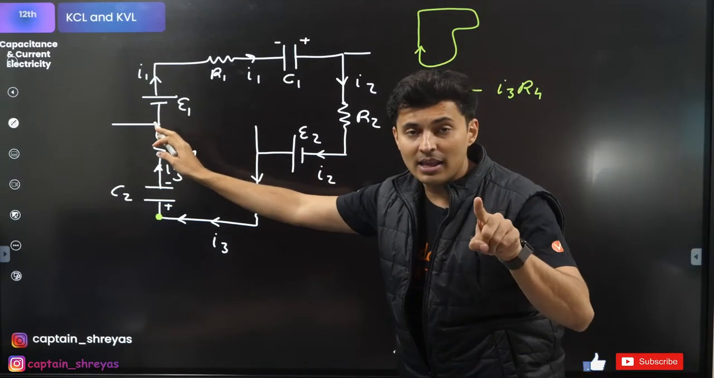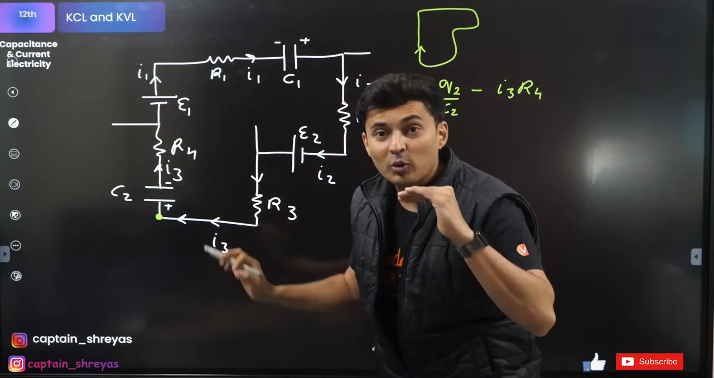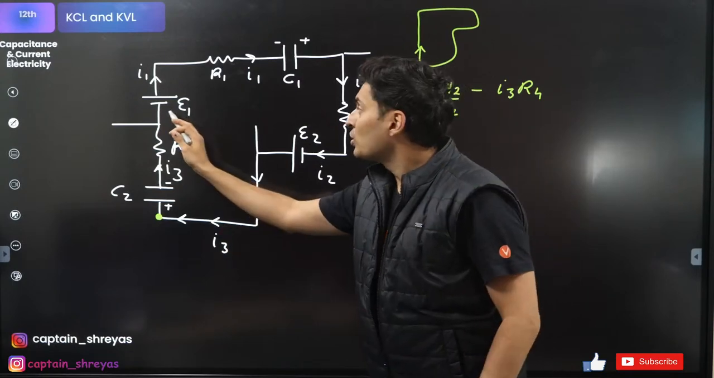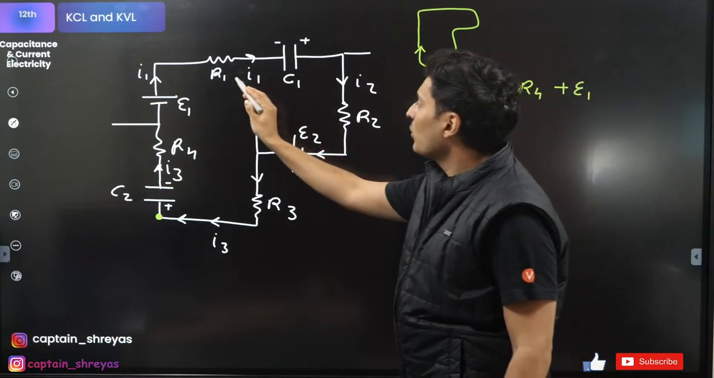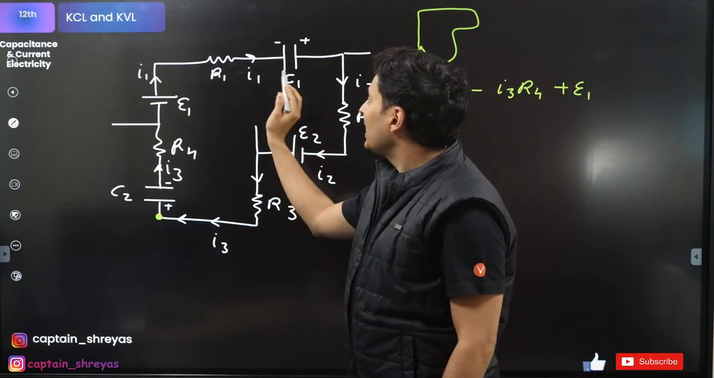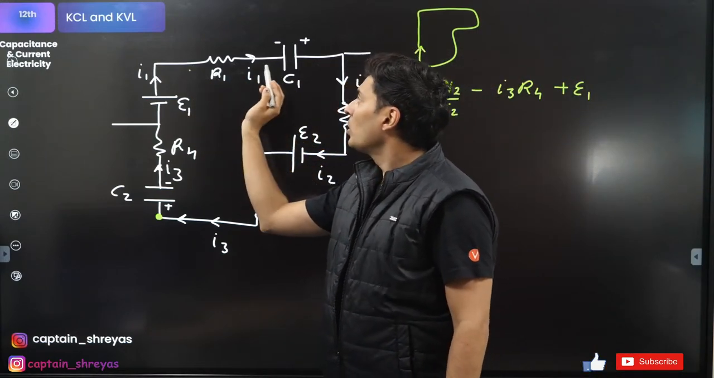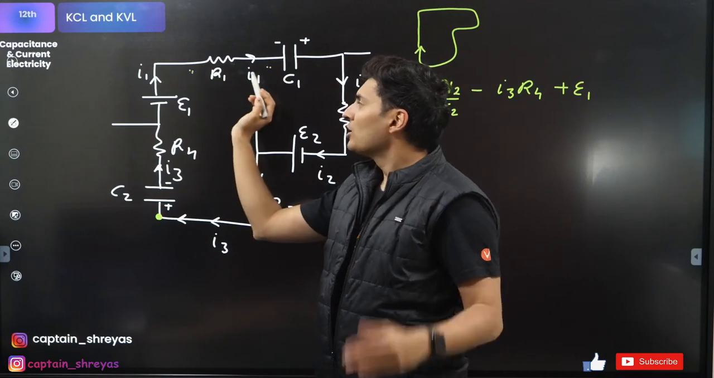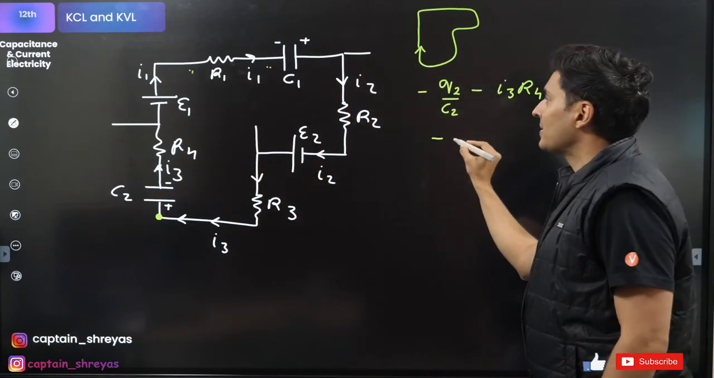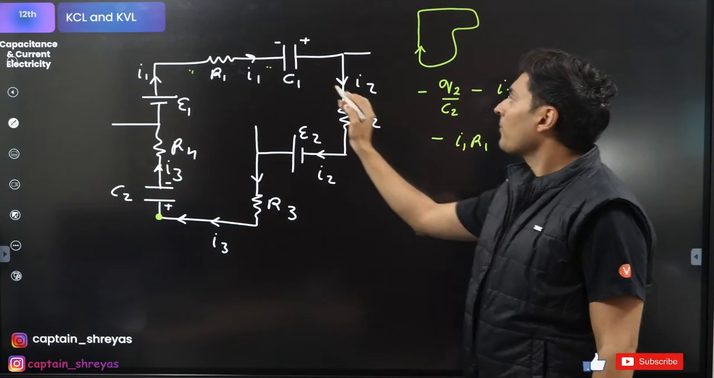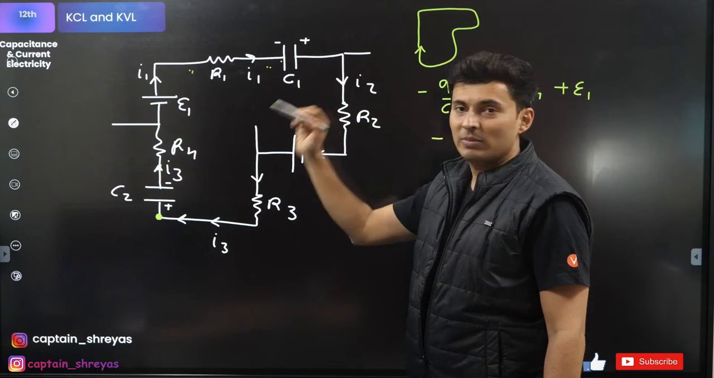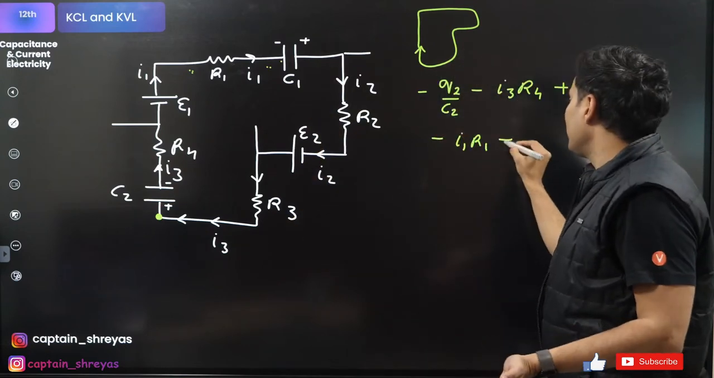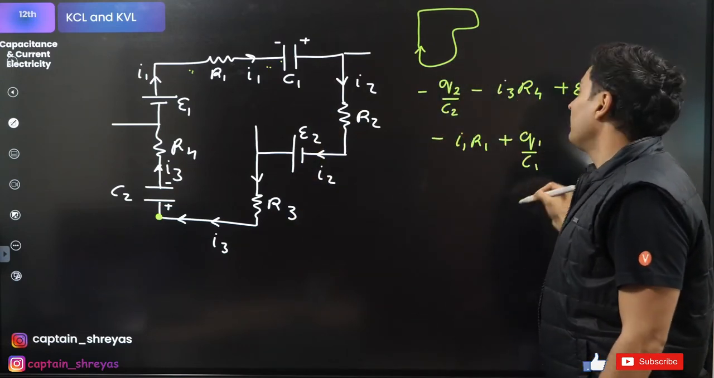Here I'm going through a battery. This is negative, this is positive. I'm going from low to high, so plus E1. Here I'm going through this resistor. Current is going like this, from high to low, so I'm going negative. So minus I1 R1. Capacitor: I'm going from low to high, minus to plus. So plus Q1 by C1.